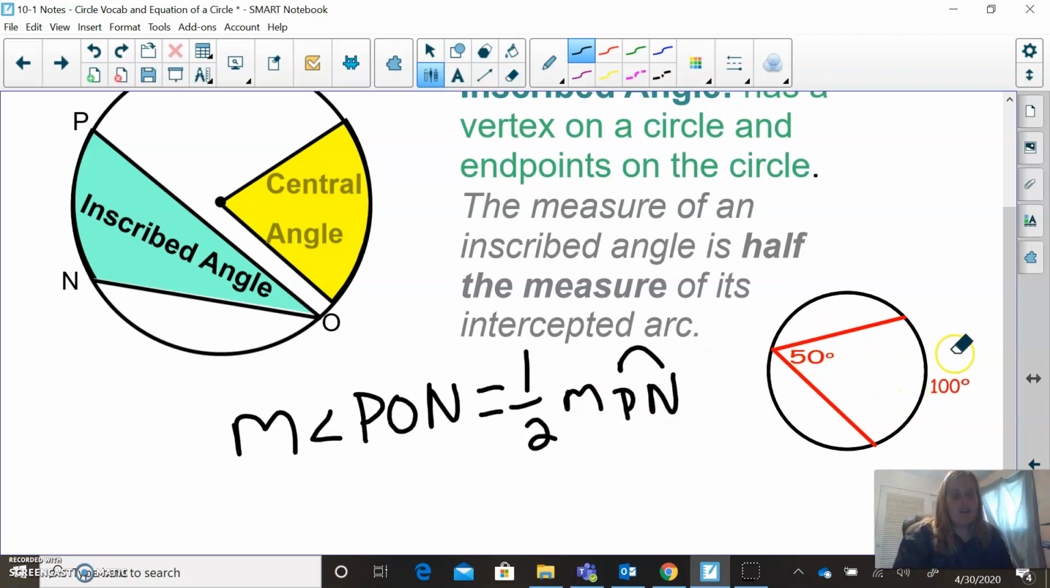So if you look here, this arc is 100 degrees. Half of 100 is 50. So this angle is 50 degrees.